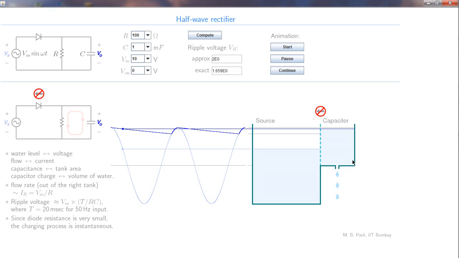Now we have not really changed the resistance value, so the flow rate, which corresponds to the average load current, which is Vm by R, is not changing. Therefore, in a given time, that is in one period, the volume of the water that is lost from this tank would still be the same, but now the area of this tank has increased. So what it means is the height, or the ripple, will now be lower. So let's check that out.